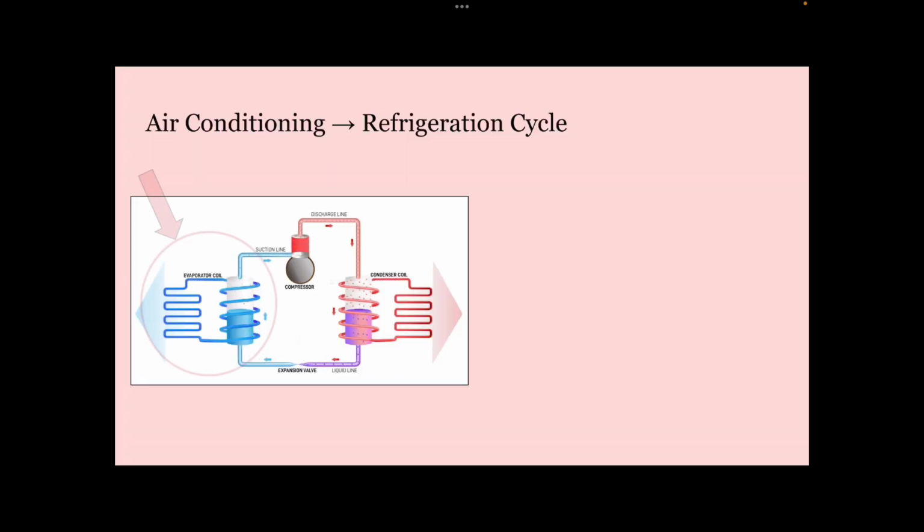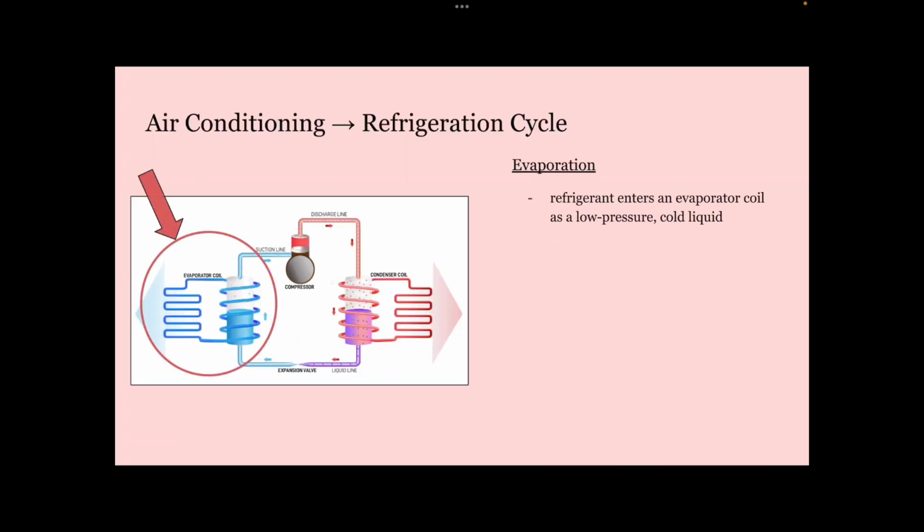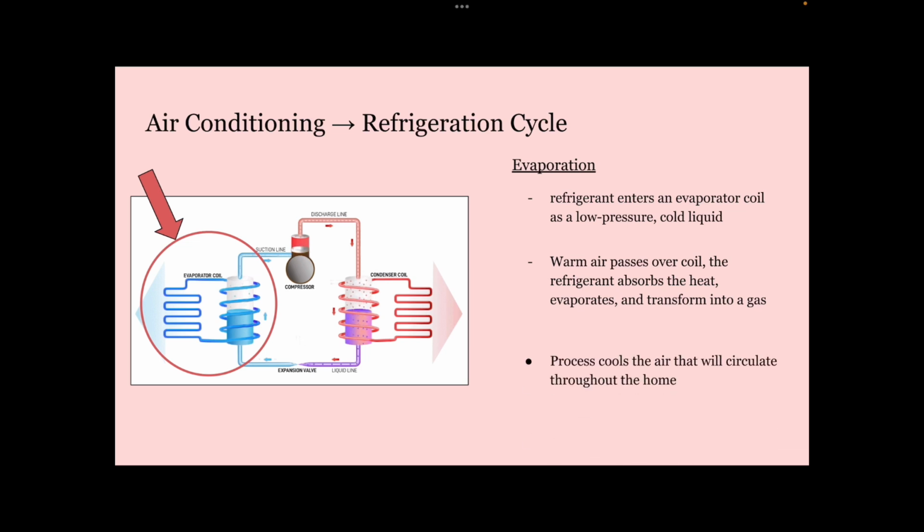Now for clarity, a refrigerant is a chemical compound used in HVAC systems to absorb and to release heat. The AC goes through a refrigeration cycle that removes the heat from the indoor air, providing a cooling effect. The first step of this cycle is evaporation. A refrigerant enters an evaporator coil as a low-pressure cold liquid, and as the warm air passes over that coil, the refrigerant absorbs the heat, causing it to evaporate and transform into a gas. The process then cools the air that will circulate through the home.